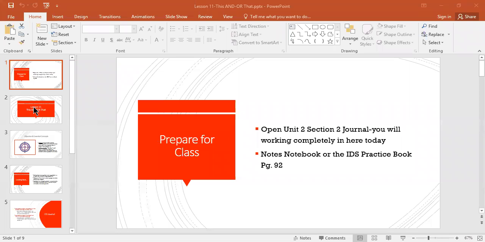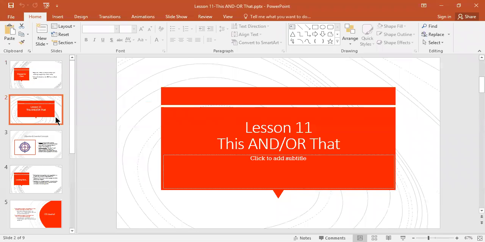So we are talking about lesson 11, and I'm not going to jump the gun, because usually what ends up happening is I'll explain the lesson and the title to you guys, and then I go on and read the objective, and it's the same thing I just said. So we're not going to do that. Lesson 11 is titled "This and or That."